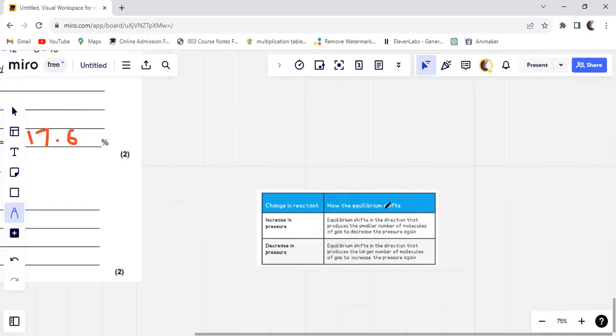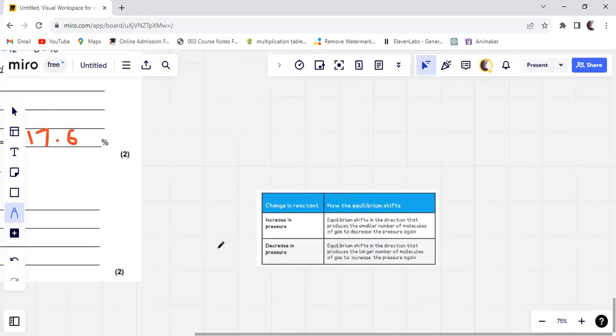Because you have made a change to the equilibrium position, the system will oppose that change. So the system will move in the direction which has the smaller number of molecules in order to regain its position. What happens if we decrease the pressure? The equilibrium will shift in the direction that produces the larger number of molecules of gas to increase the pressure again.